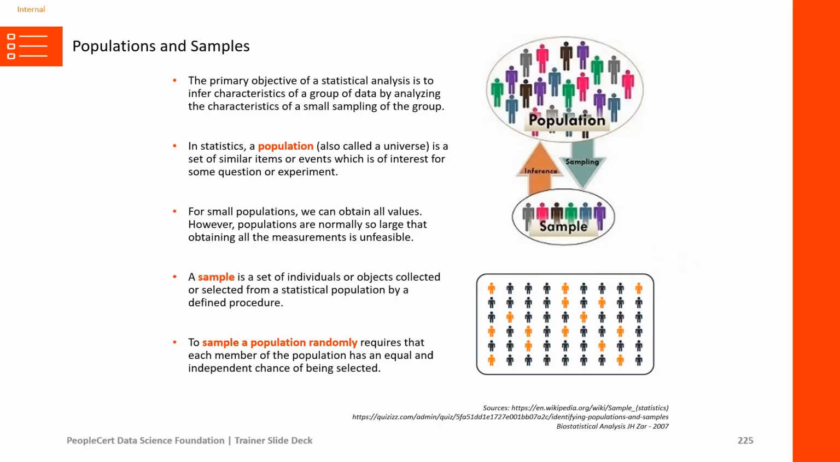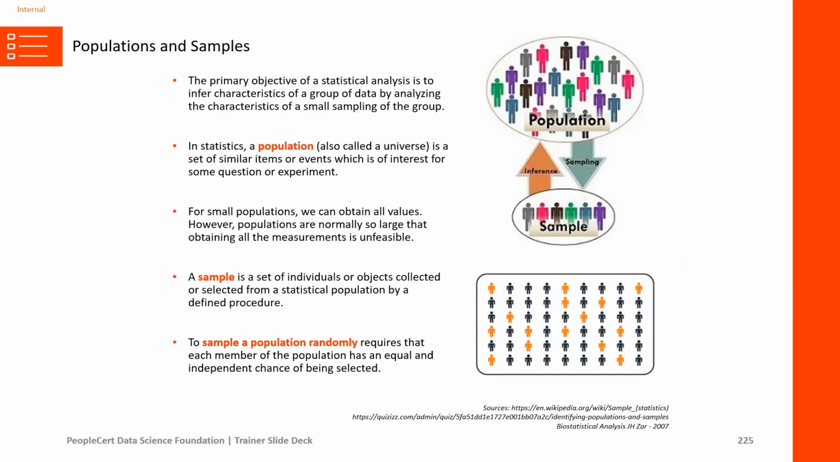For a small population, we can obtain all values. However, populations are normally so large that obtaining all the measurements is not feasible at all. So now let's talk about what a sample is. A sample is a set of individuals or objects collected or selected from a statistical population by a defined procedure.